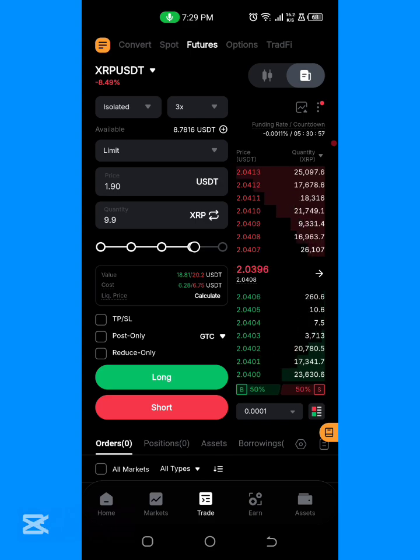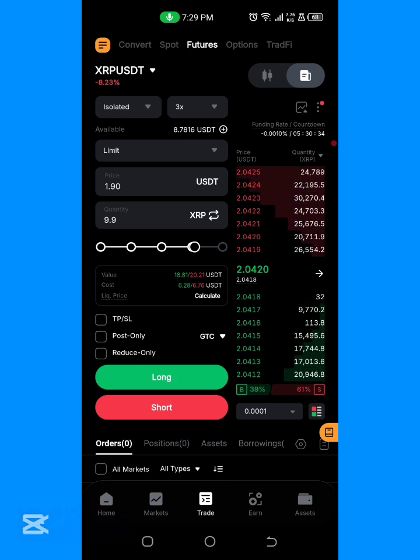And the SL simply means stop loss. So you will be able to set the price that you want the system to close the trade after you have been in little loss. So you can determine that after you have been in a 3% or 10% or 20% loss, the system will close it. That is stop loss.